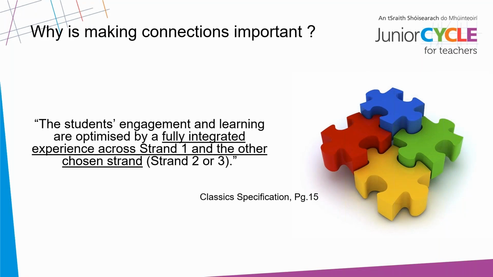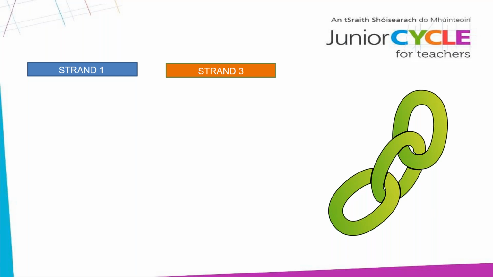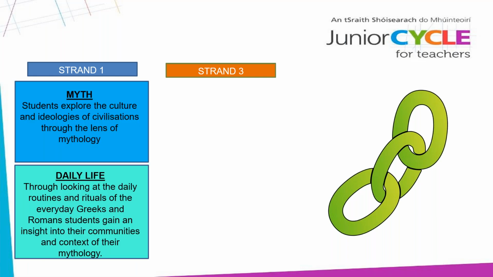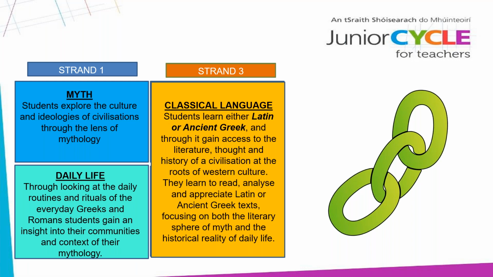Why is making these connections important? Well, page 15 of the classics specification says students' engagement and learning is optimized by a fully integrated experience across Strand 1 and their other chosen strand. So we want to make those links between them because it builds on that knowledge to those points. So how do we link them? We have to look for the links between all of them, so Strand 1 and Strand 2, or Strand 1 and Strand 3.